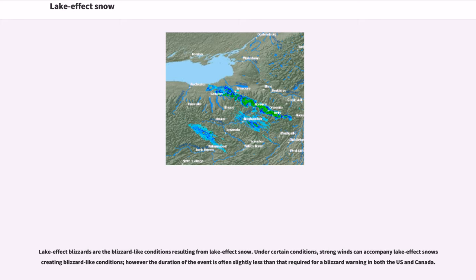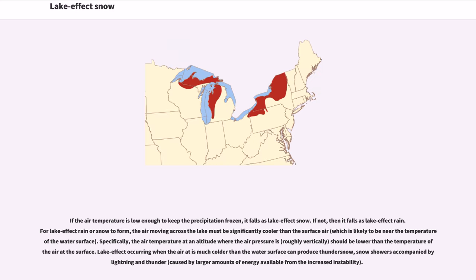Under certain conditions, strong winds can accompany lake effect snows creating blizzard-like conditions, however the duration of the event is often slightly less than that required for a blizzard warning in both the U.S. and Canada. If the air temperature is low enough to keep the precipitation frozen, it falls as lake effect snow. If not, then it falls as lake effect rain.